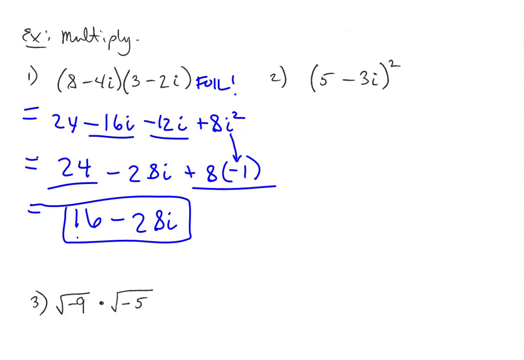Of course, that's in complex form. There's the a plus or minus bi. And so we have that simplified.